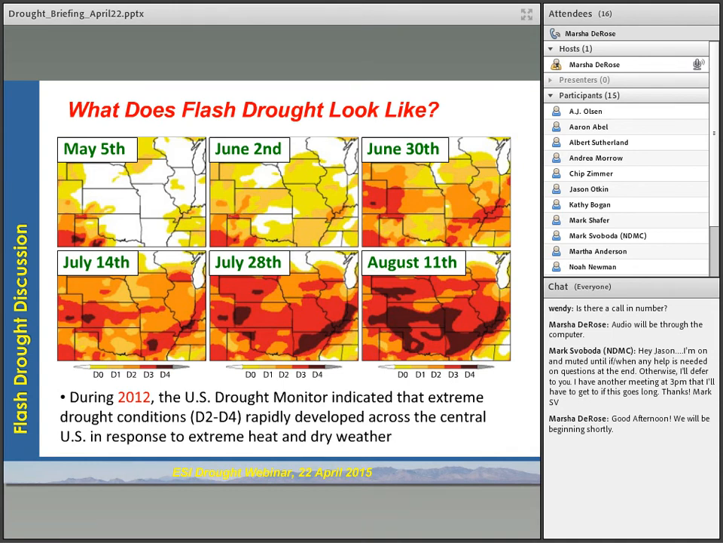For example, eastern Nebraska and southern Wisconsin went from being drought-free at the beginning of June to having extreme to exceptional drought conditions by the end of July. Now, further to the south, across central and eastern Oklahoma, they also went from having good conditions at the beginning of June to having exceptional drought conditions only 2 months later. And this, in fact, was the second consecutive year that parts of Oklahoma experienced flash drought conditions.